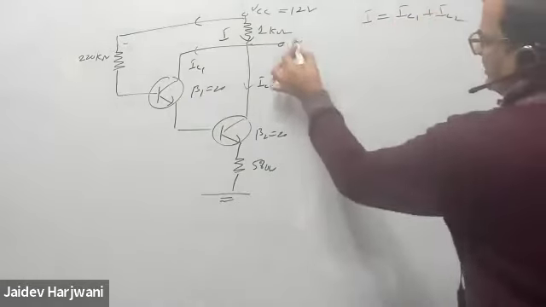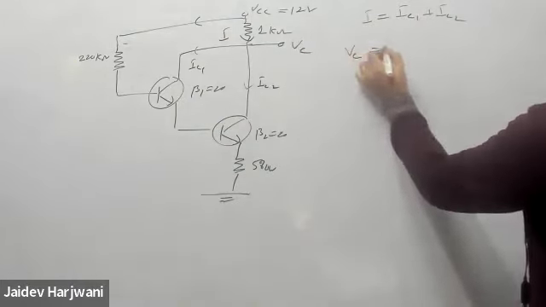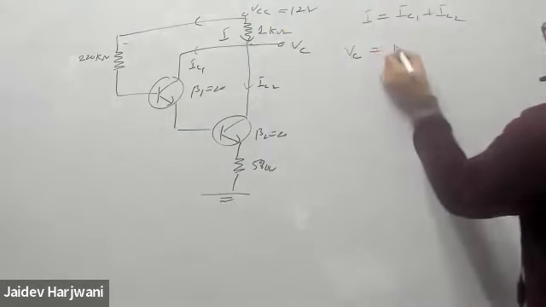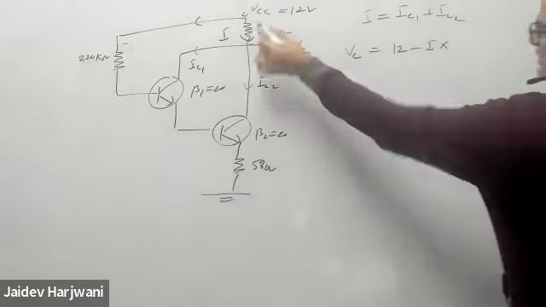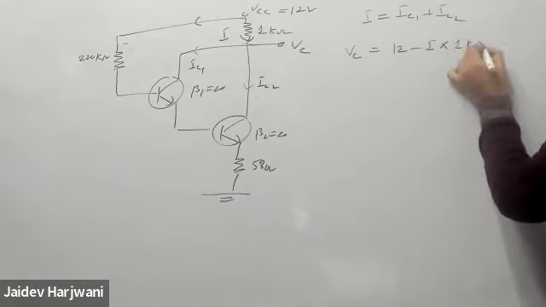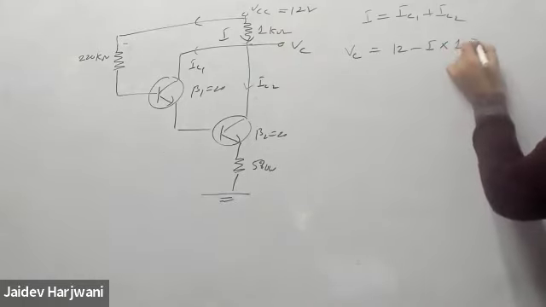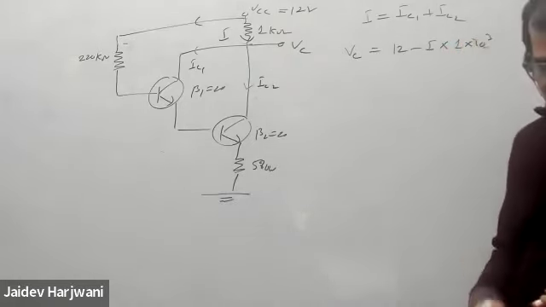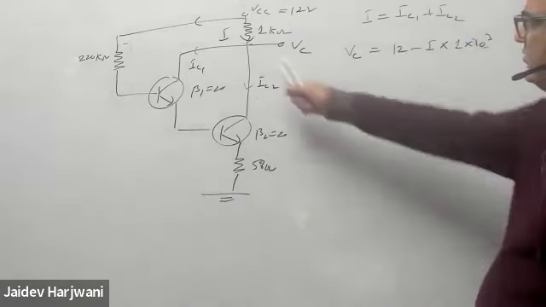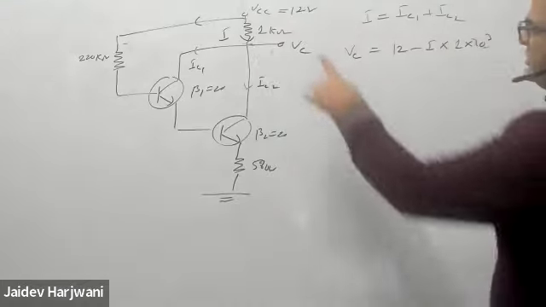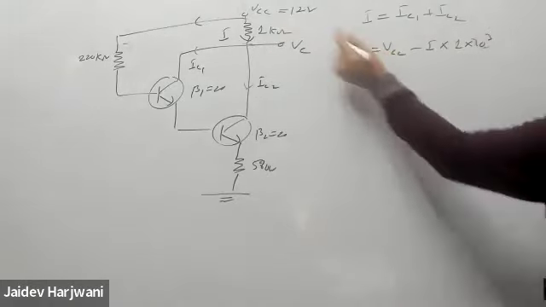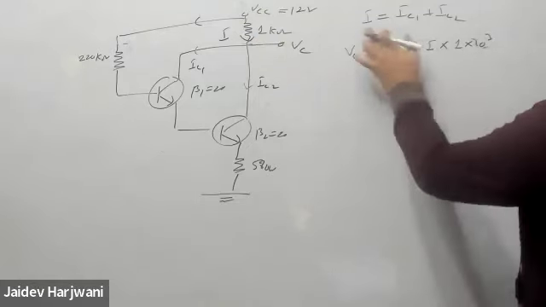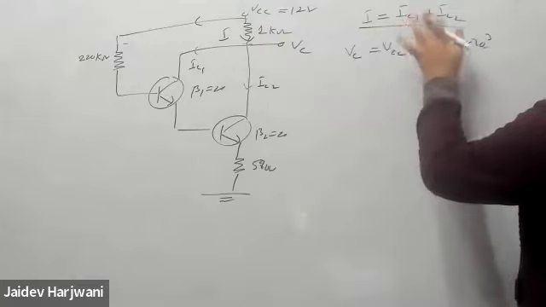Okay. Now I want to find this VC. So this VC is simply what? This voltage is simply 12 minus I into this resistance, 1 kilo ohm. Yes or no? Tell me. This VC I want to find out. So this VCC is 12, minus this drop will become this voltage. Now if I want to find this voltage, I need to find this I. That means I want to find IC1 and IC2.